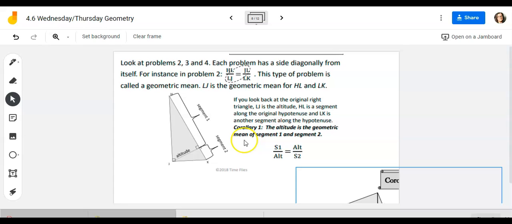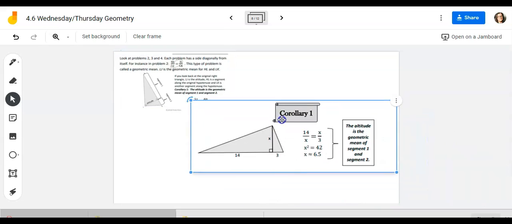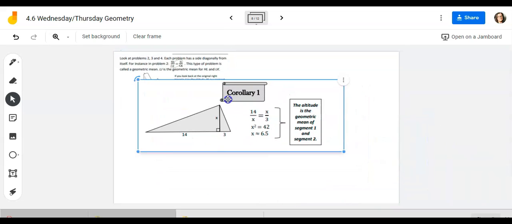The altitude is the geometric mean of segment 1 and segment 2. So if something's a geometric mean, put those across from each other. Segment 1 and segment 2 go across from each other. So this would be a way to set up a problem, and this is called corollary 1 of the right triangle altitude theorem. So here it is.